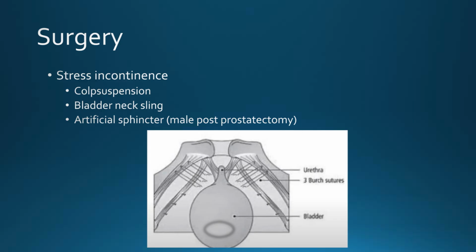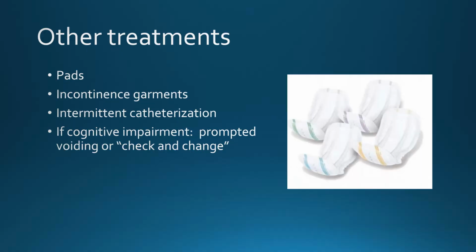Surgery is a colposuspension. There's a set of stitches that are used to lift the bladder up. Post-prostatectomy, there are artificial sphincters. There's a mixed bag as to whether they actually work or not. The other treatments are to use pads and incontinence garments.